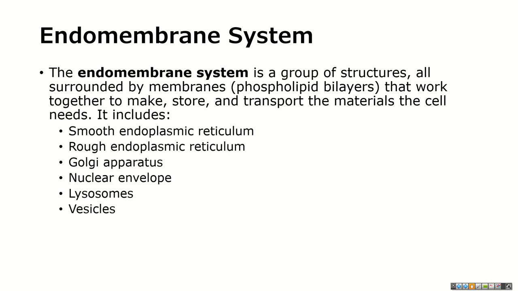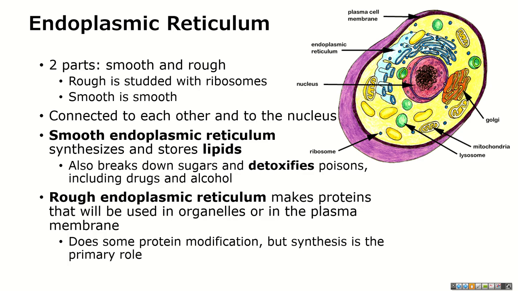So the endomembrane system includes the smooth endoplasmic reticulum and the rough endoplasmic reticulum, the Golgi apparatus, the nuclear envelope, which we already talked about, lysosomes, and vesicles. So we're going to talk about all of these things.